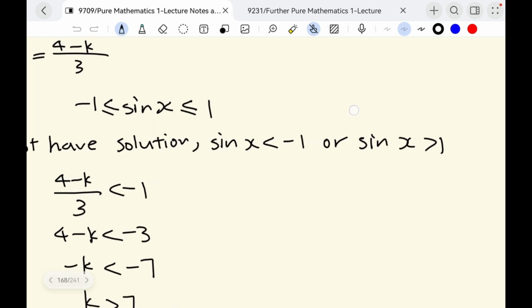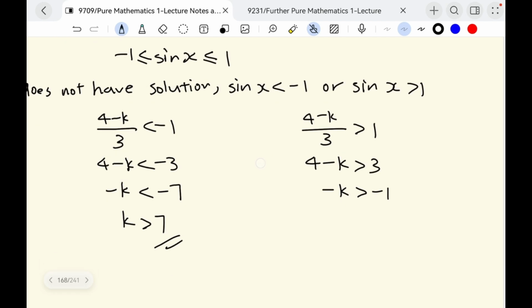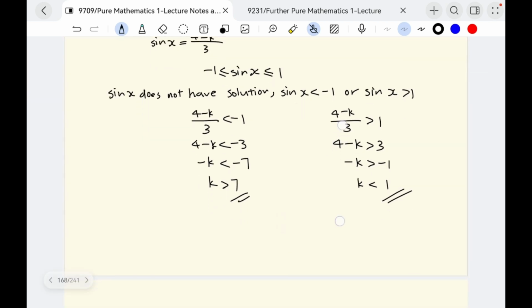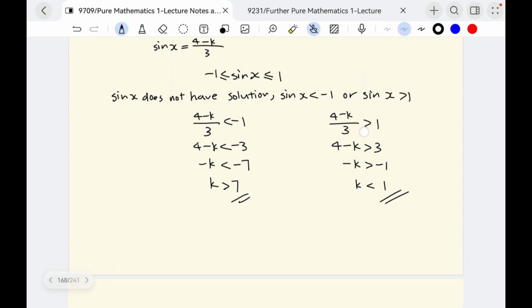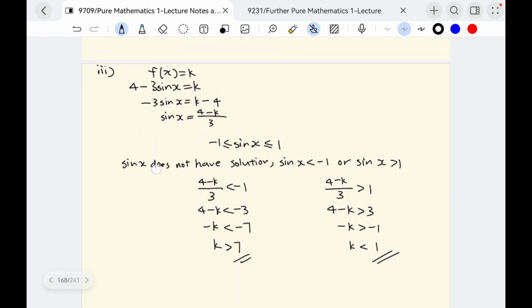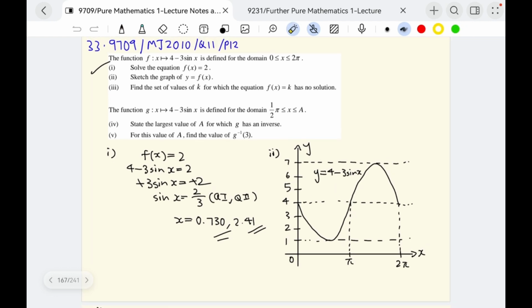For the other set of values of k, 4 minus k divided by 3 is greater than 1. So 3 minus 4 is negative 1. Therefore, the other set of values is k less than 1. That's the second set of values. So you have the two answers of the inequalities for the third part. Move on to the next part.